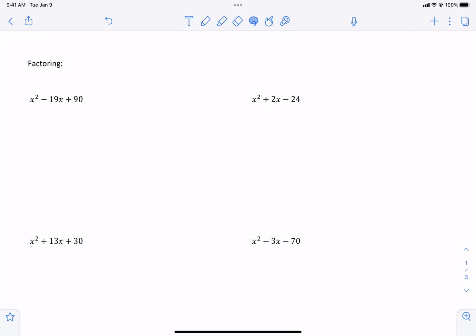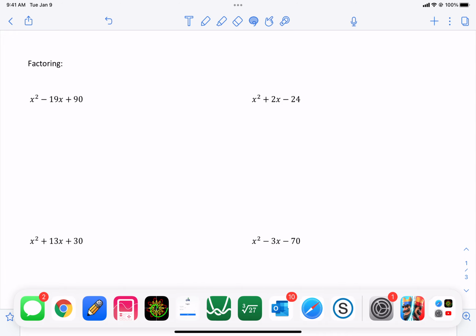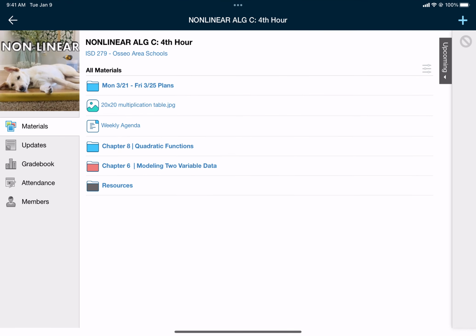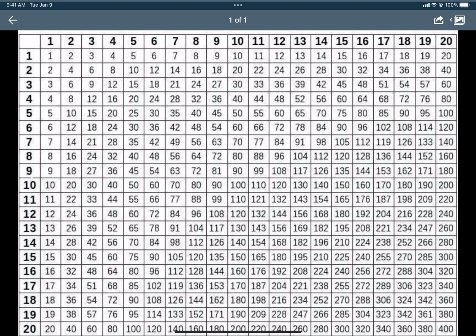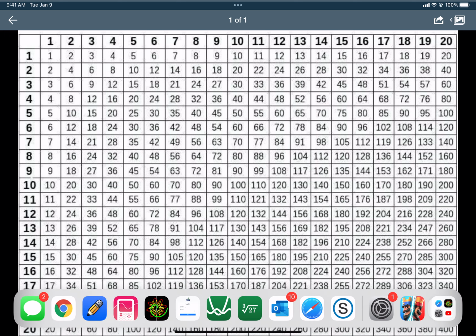Today we're going to do something a little bit different than our normal CPM notes, and we're just going to focus on the basic skills that we need to have in order to factor. One of the tools that's going to be really effective for us is actually posted on your Schoology page right now. So if you go to Schoology, you are going to want to have open this 20 by 20 multiplication table. You're going to want to be able to access this as we go through problems because this is going to be the primary tool that we're going to use as we go on and factor.